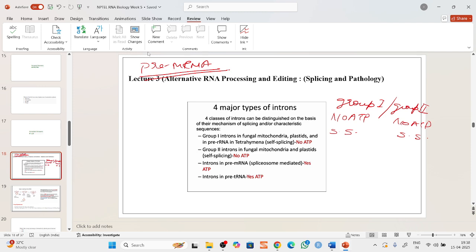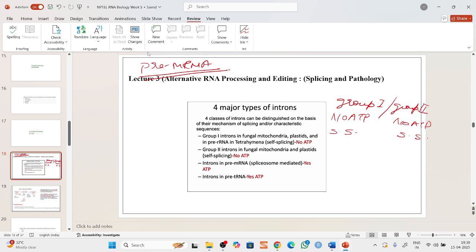And introns which require the spliceosome, the spliceosome is nothing but an enzymatic complex. So if the intron requires the spliceosome, which is an enzymatic complex, that means they are not self-splicing introns, and therefore they require ATP also. Then introns in the pre-tRNA. Some introns are also present in the pre-tRNA, and those introns also require ATP. Okay, so these are the four major types of introns.